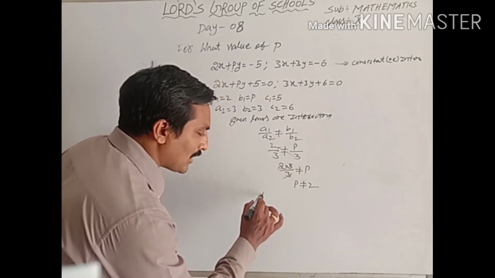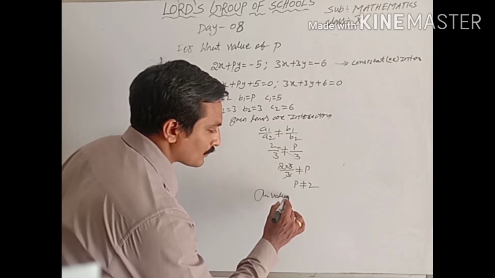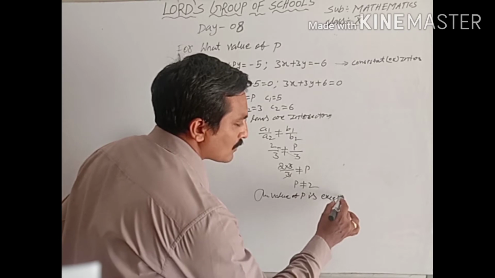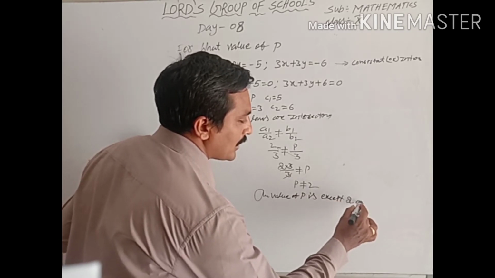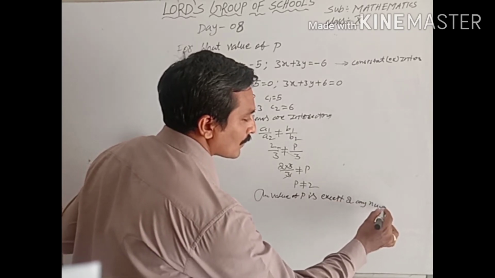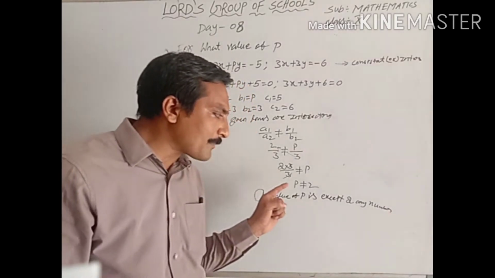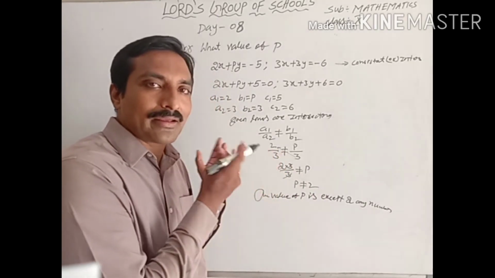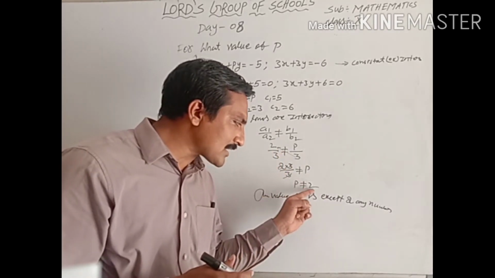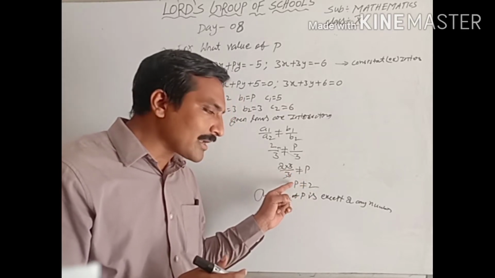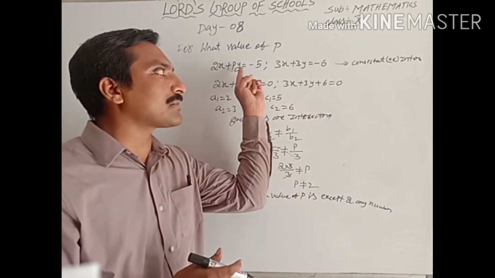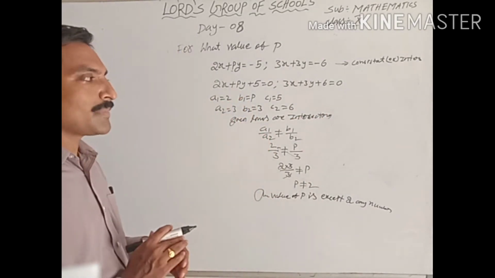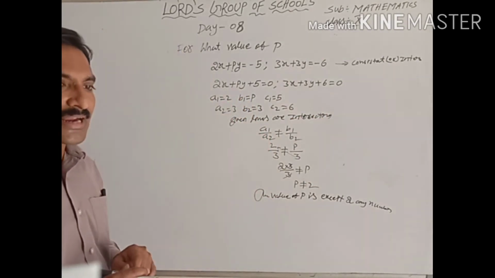Therefore, the value of P is any number except 2. If you take 2 in the place of P, they are not intersecting, equality will be obtained. So, not equal means any number except this one. When you take that in the place of P, these lines act as consistent. This is the model. Next, the second question.